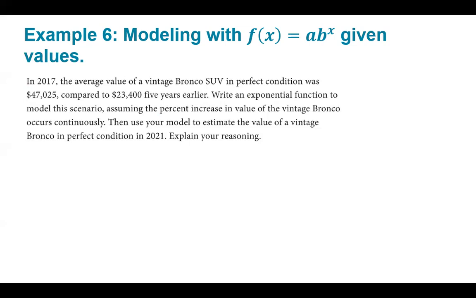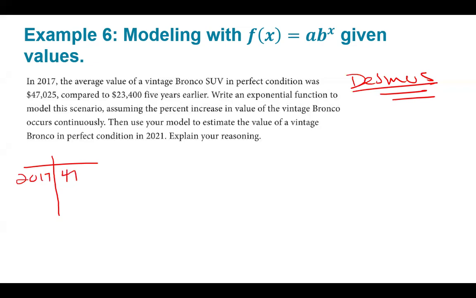Explaining your reasoning. This time we're going to create a table and we're going to use Desmos to remind ourselves how to solve this there. Okay. So in 2017, the average value of the model was, so we were here and we were at 2017. In 2017, we were at 47,025, right? And then 5 years earlier, which would put us at 2012, right? We were at 23,400.